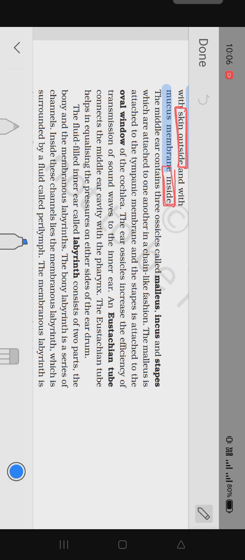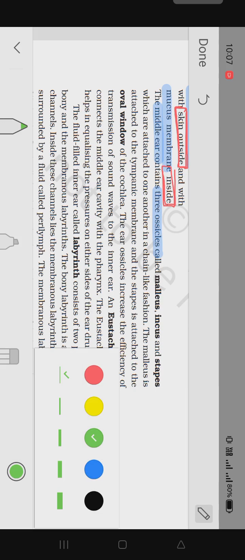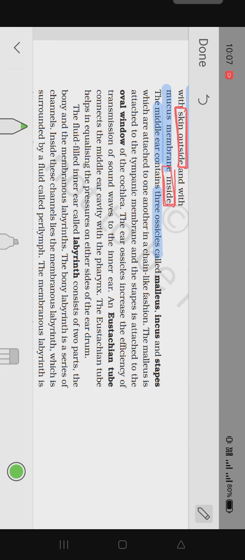Coming to the middle ear, guys, it contains three ossicles. Ossicles is the word we use for the short or small bones. Malleus, incus, stapes. We can memorize this with a simple mnemonic, MIS, that is Miss, like Miss Universe, Miss World. So Miss: Malleus, Incus, Stapes, in this order.